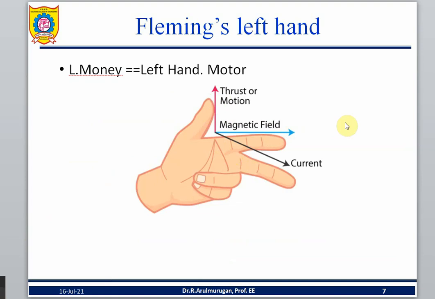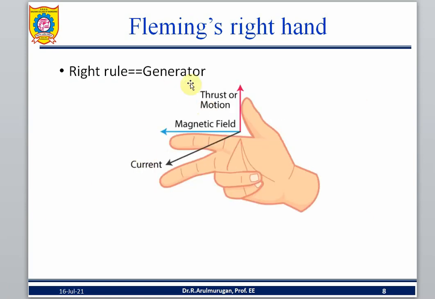Fleming's left hand rule decides the direction of rotation of the motor. Then the right hand rule is for the generator. So Fleming's right hand rule decides the direction of rotation of the generator. So what are the three? The three fingers indicate it, so look at the three fingers.